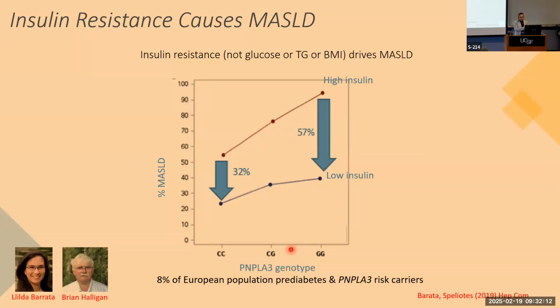And what we found is that at least PNPLA3 interacts most with insulin resistance to cause your MASLD, more than glucose, triglyceride, or BMI. Specifically, what you see here is the different genotypes of PNPLA3. The GG is the risk genotype. And you can see that individuals that have the risk genotype and high insulin, their rates of getting MASLD are over 90%. But if you don't have the risk genotype and you don't have insulin resistance, your rates are about 20%. The other thing that you see here is that the slope of this line changes from the low insulin to the high insulin.